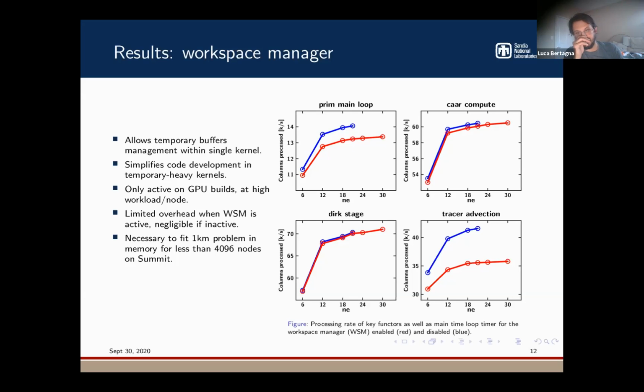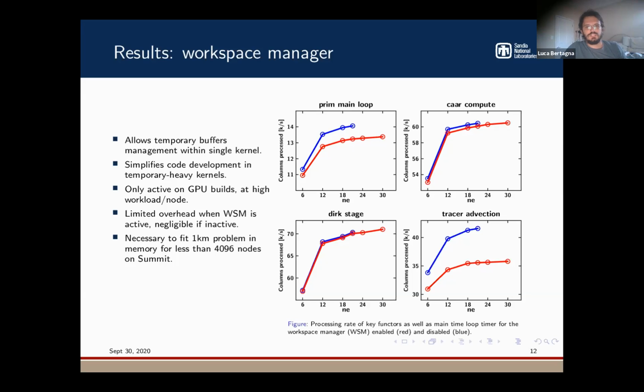And even the tracer advection, which is the one that pays the biggest hit for having the workspace manager, has a penalty of about probably like 12. It's 5 or 6 out of 40, so it's like 1/7. So something like 14 to 15%.